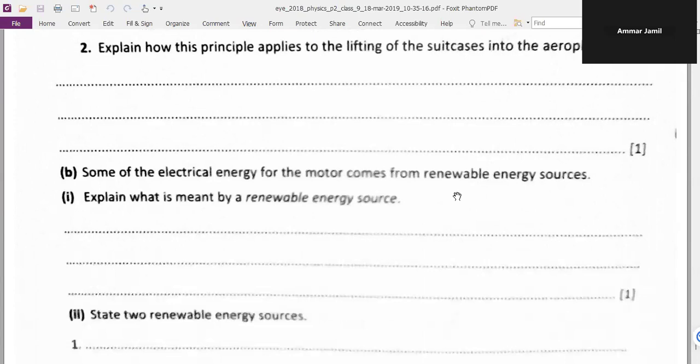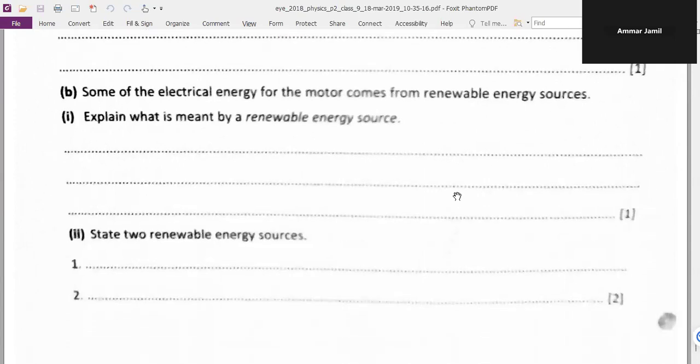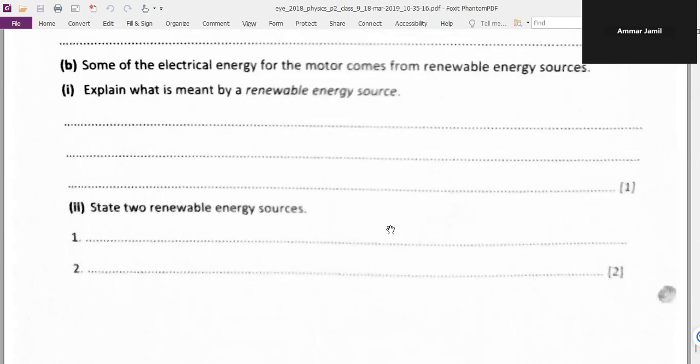Electrical energy of the motor, renewable sources. What is a renewable source? A source that can be replenished, and it is also a source that doesn't run out for a long time. Examples will be solar energy, hydroelectric energy, energy in the spring.